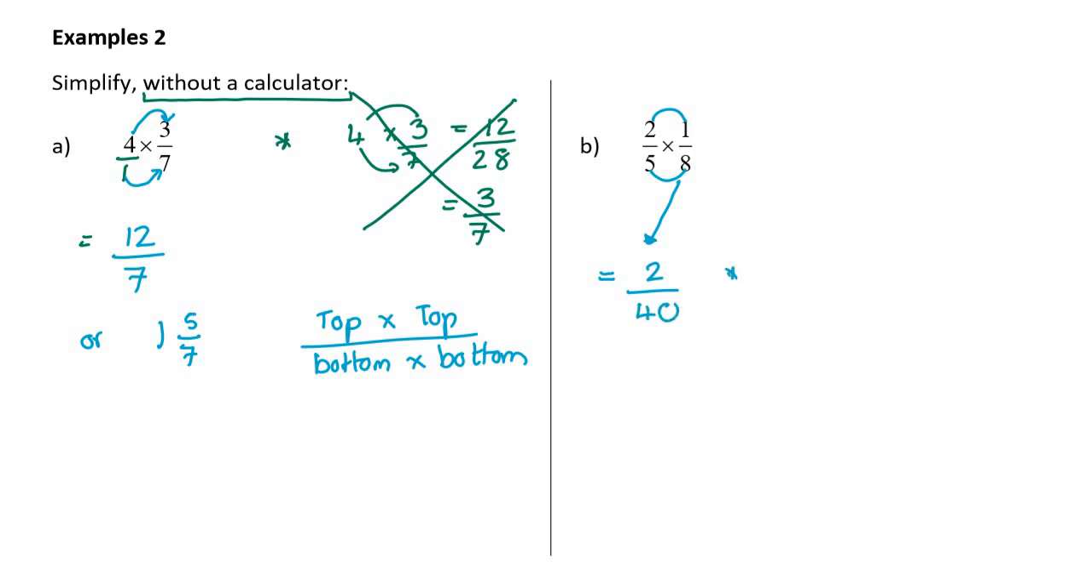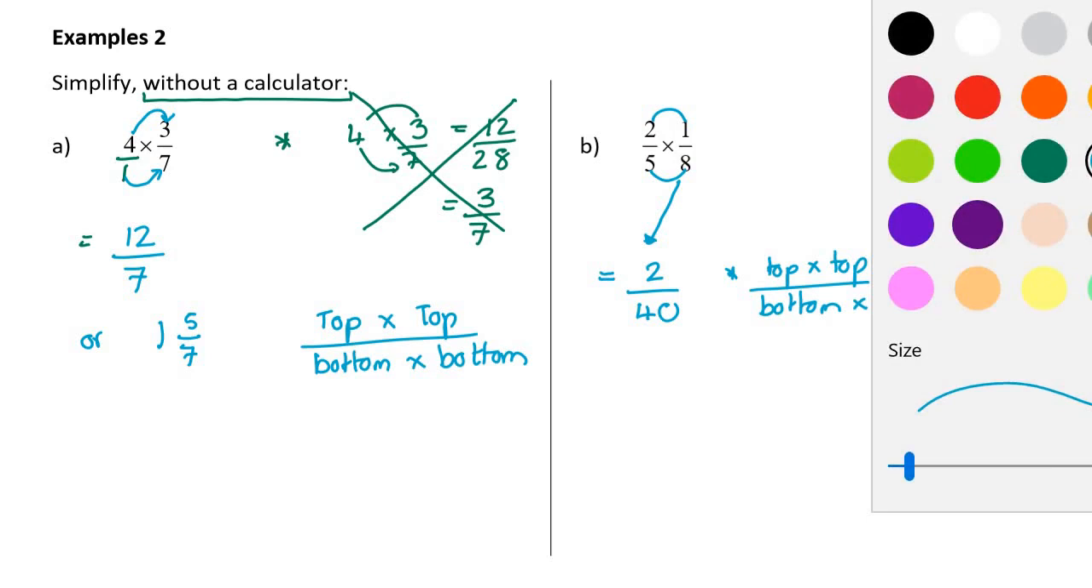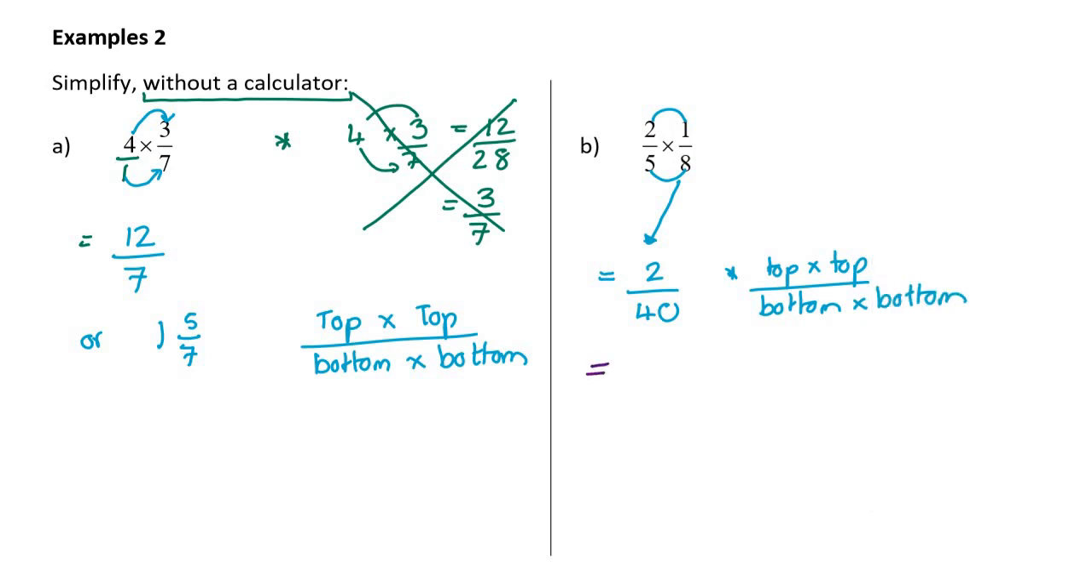So what method did I do there? Top times top divided by bottom times bottom. Now, unfortunately, I tend to forget to simplify, and so very importantly, you must just check on your calculator or check in your head, can you divide the top and bottom by the same number? And I can. I can divide the top by 2, so 2 divided by 2 is 1, and I can divide the bottom by 2, which is 20. So just don't forget to simplify. So often the top times top and bottom times bottom method requires you to simplify.